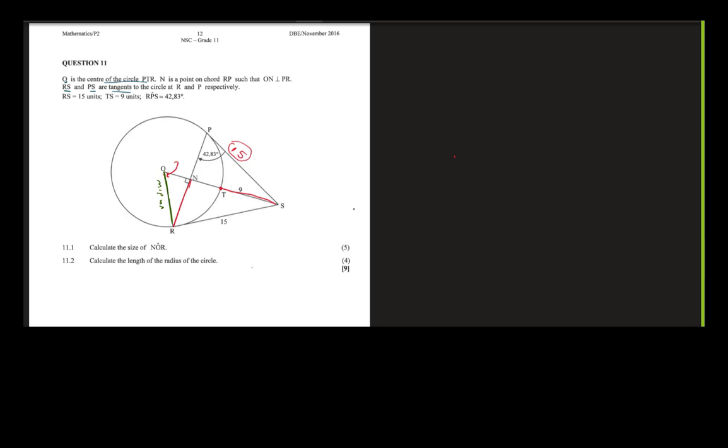Nice. OR is equivalent to OT. It is a radius. So when you are solving a problem, when you are busy figuring out how to find O, remember that OR is equal to OT. They are radii. They are equal radii. What else can we now do? What else can we now do?